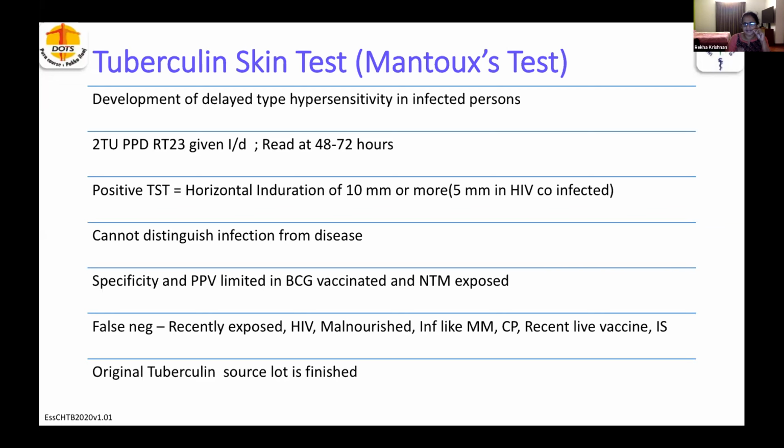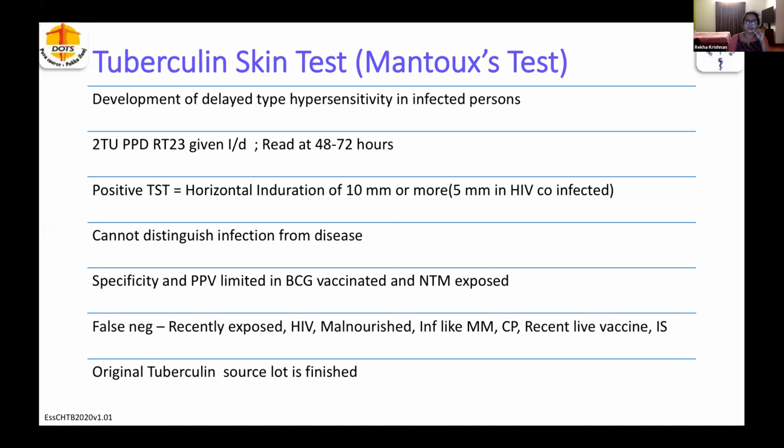When you are injecting Mantoux, that should be done at a 5 to 15 degree angle, and there should be a wheal of around 6 millimeter at this site. If that wheal is not there, then you should repeat the Mantoux in the other arm also.